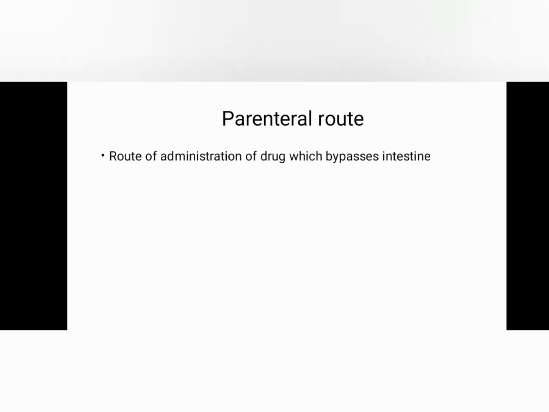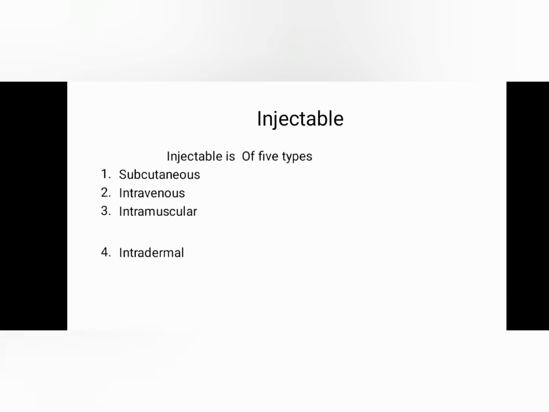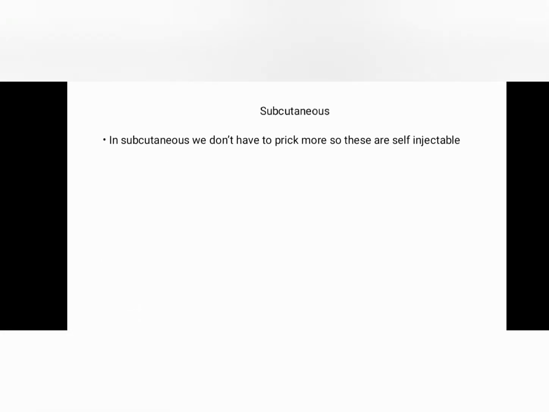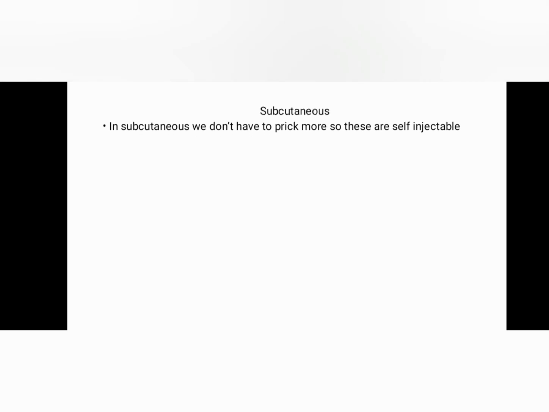Parenteral route of drug administration. It is the route of drug administration which bypasses the intestine. It is of two types: injectable and non-injectable. Injectable is further divided into five types: subcutaneous, intravenous, intramuscular, intradermal, intraosseous. Subcutaneous. Skin is made up of three layers: epidermis, dermis, hypodermis, and below the hypodermis there is the subcutaneous tissue. In subcutaneous, we directly inject into the subcutaneous tissue. In this route, we don't have to prick deeply, so these are self-injectable.